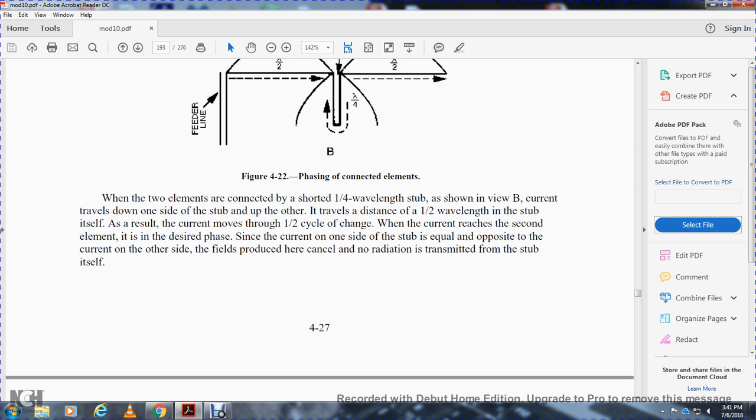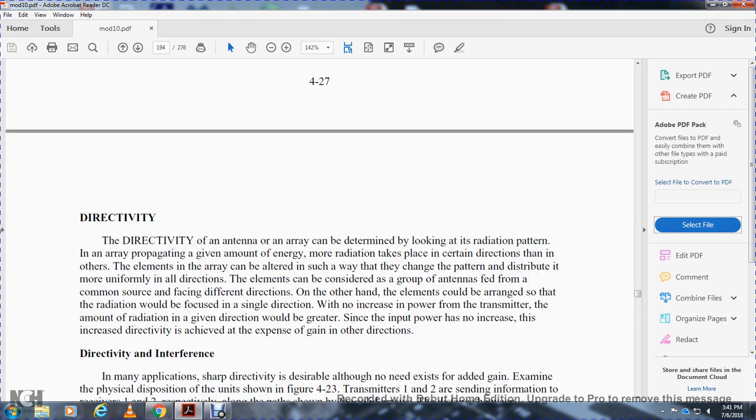The current on one side of the stub is equal and opposite to the current on the other side, so the fields produced cancel. No radiation is transmitted from the stub itself.